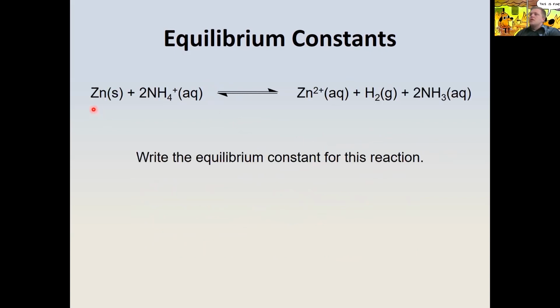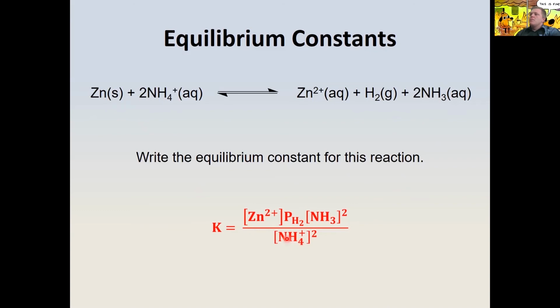I have this equation right here where zinc is reacting with ammonium to give us zinc 2 plus, hydrogen gas and ammonia. So let's write the equilibrium constant for this reaction. We get this, where K is equal to the concentration of the zinc 2 plus ions times the pressure of the hydrogen gas in bar times the concentration of ammonia raised to the second power, because ammonia has a 2 coefficient in front of it there.